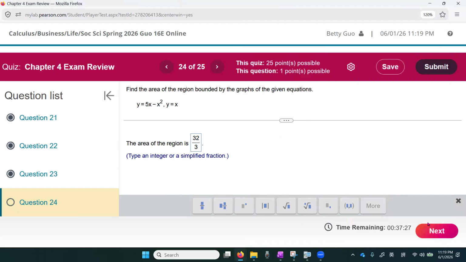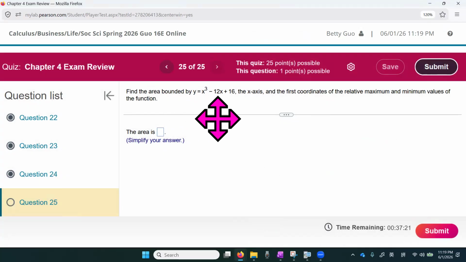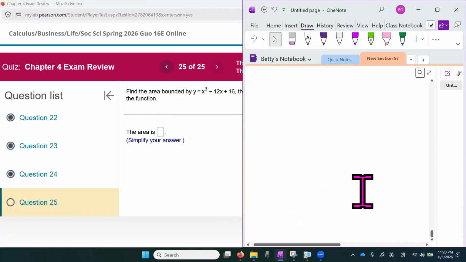Next. Find the area bounded by this S-shaped curve, a polynomial with degree 3, and the x-axis, and the first coordinates of the relative maximum and the minimum values of the function. This question brought in the relative extrema from the previous unit. Now, let's find the relative extrema.